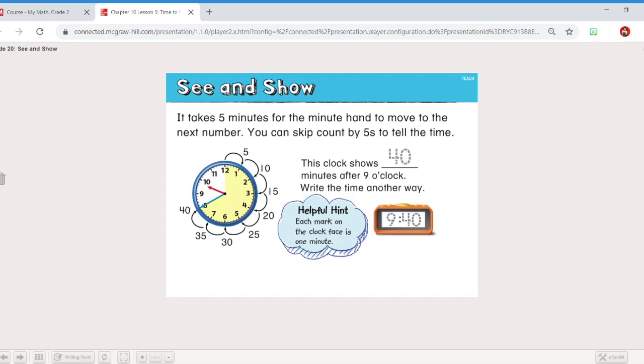You can skip count by 5s to tell time. This clock shows 40 minutes after 9 o'clock. Write the time another way. So if we write it another way here in the digital clock, it becomes 9:40. You can say it's 40 minutes after 9, or you could say 9:40.